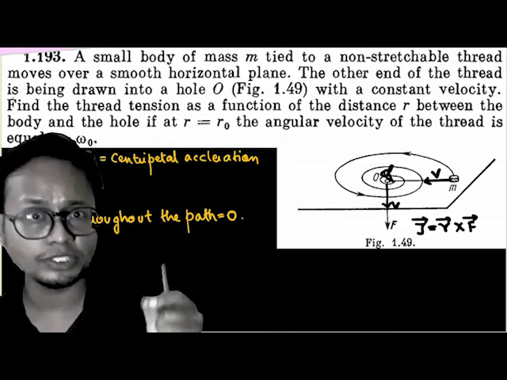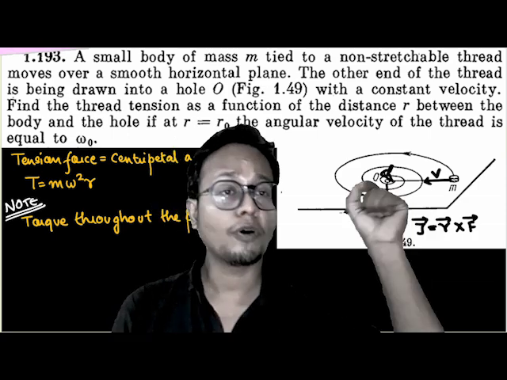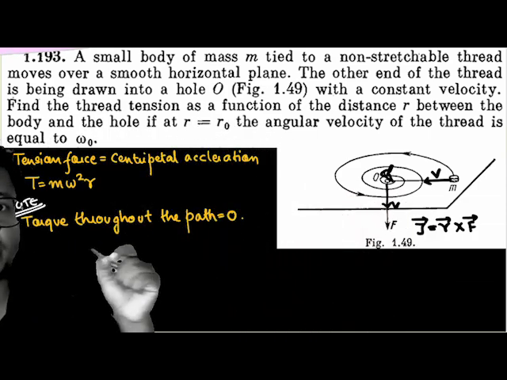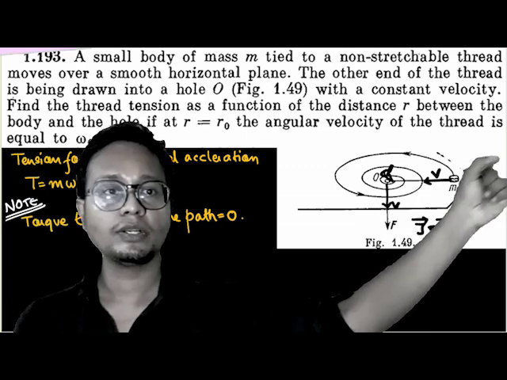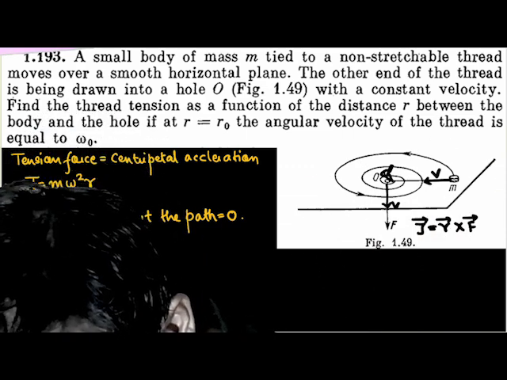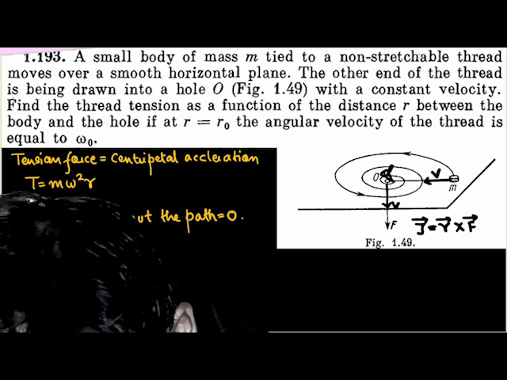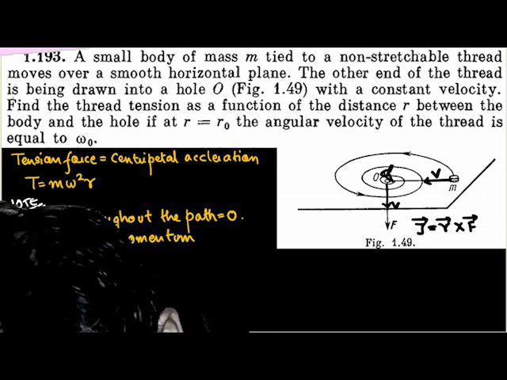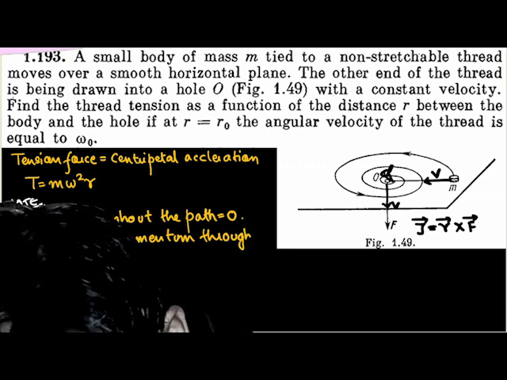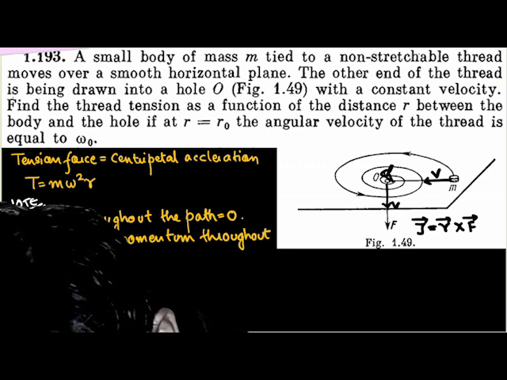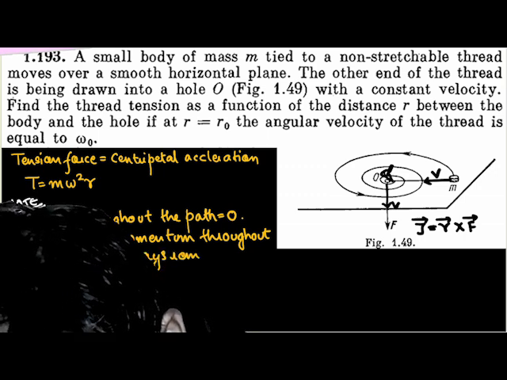So if force is equal to 0, there is no change in linear momentum. If torque is equal to 0, there is no change in angular momentum. And if there is no change in angular momentum, the angular momentum throughout the path will always be constant, isn't it? So the angular momentum throughout the path will always remain constant.